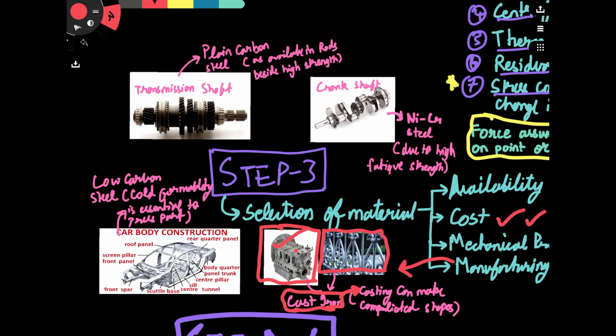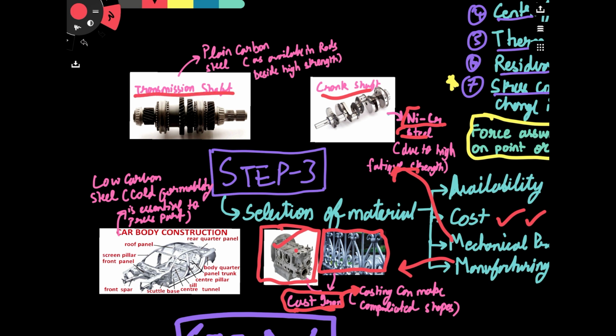Next thing is the crankshaft. Crankshaft is made of nickel chromium steel. Why is that? Because nickel chromium steel has a high fatigue strength. The crankshaft is subjected to a fatigue load, right? So for that I need something which can survive that. So I chose nickel chromium steel. Thus you can see the mechanical properties of nickel chromium steel help us in choosing it as the crankshaft material. Next thing is the transmission shaft.